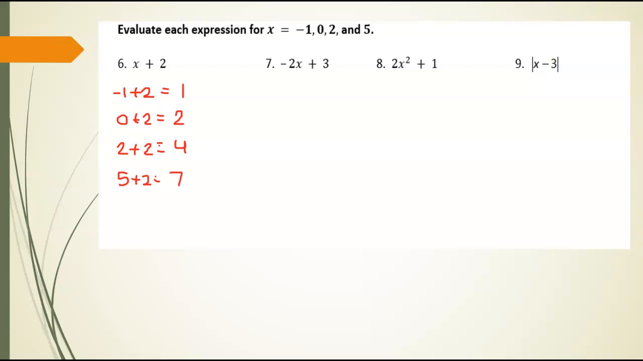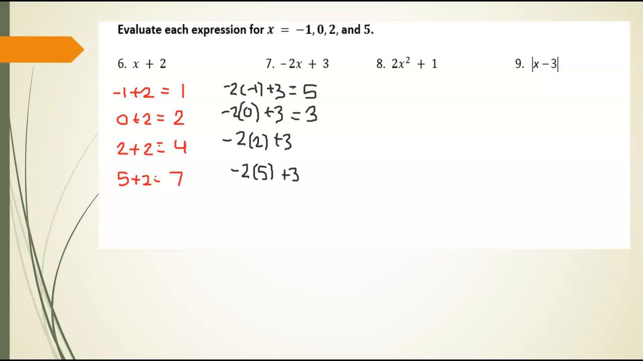Number 7, plugging in -1, 0, 2, and 5, you have -2 times -1, -2 times 0, -2 times 2, -2 times 5, and we're adding 3 each time. A negative times a negative is a positive, so 2 plus 3 is 5. 0 plus 3 is 3. -4 plus 3 is -1. And -10 plus 3 is -7.